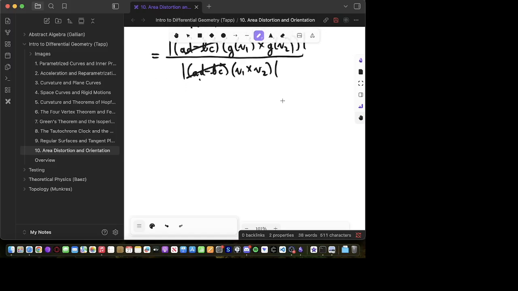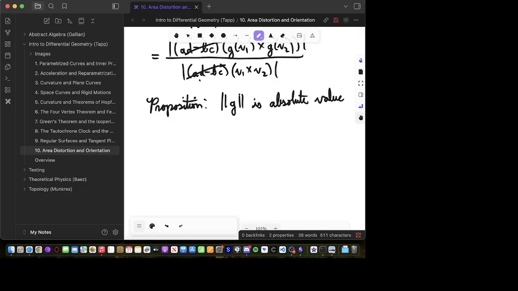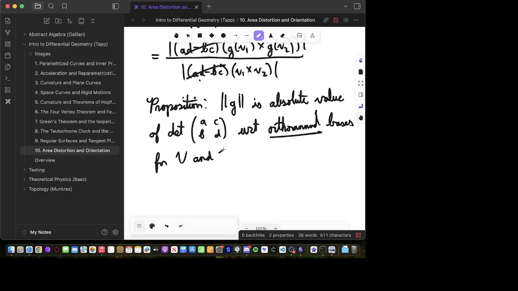So furthermore, we have, let me just write down, proposition. The area distortion is the absolute value of the determinant of the matrix representing G, I believe it was that, with respect to any choice of orthonormal bases for V and W.